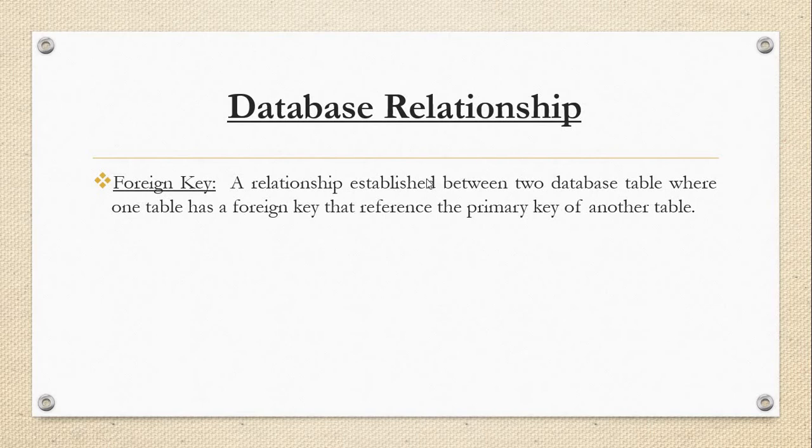So a relationship is established between 2 database tables, where one table has a foreign key that references the primary key of another table. So in that case, we all know the concept of foreign key. So assume that one table is created over here, and another table is created over here.